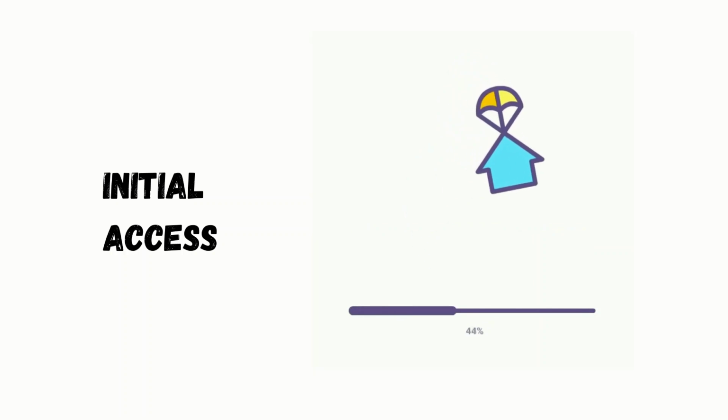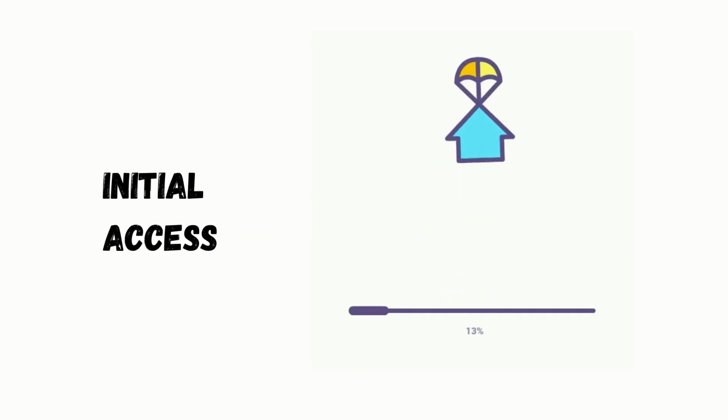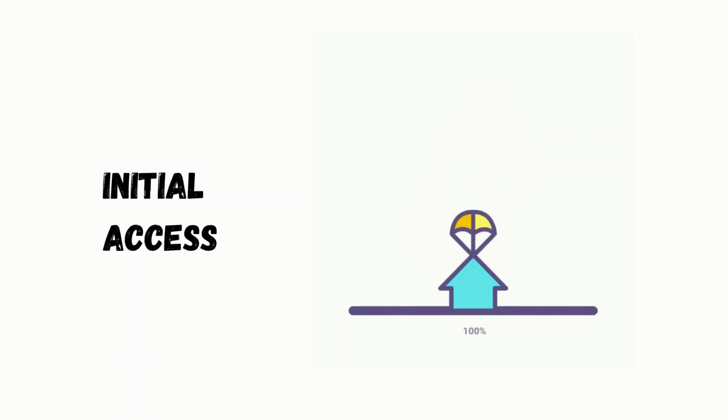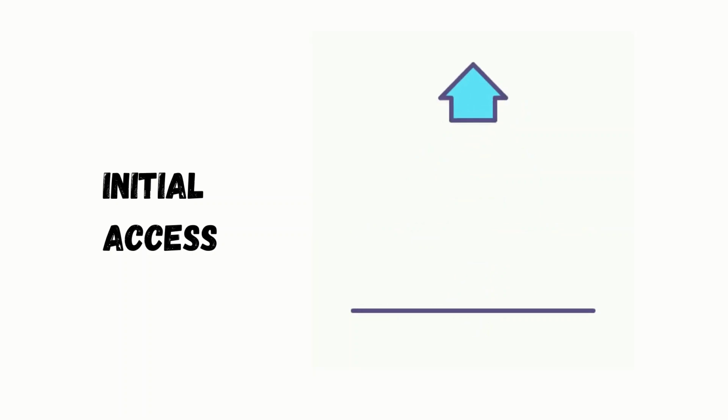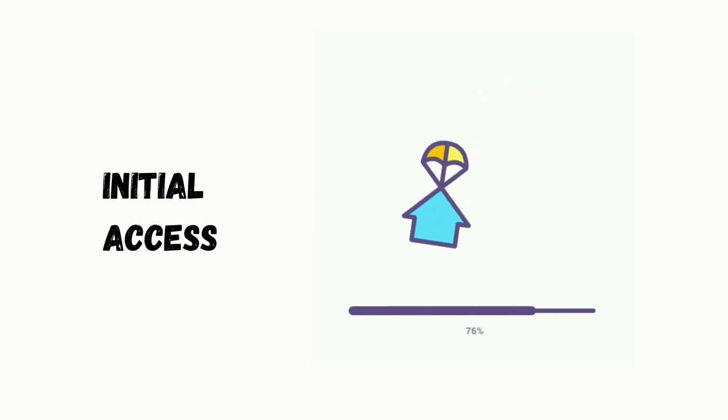For example, an attacker can send an email to a company executive with an attachment. So when the attachment is clicked, a malware is installed on the system. This is taken after the initial access.